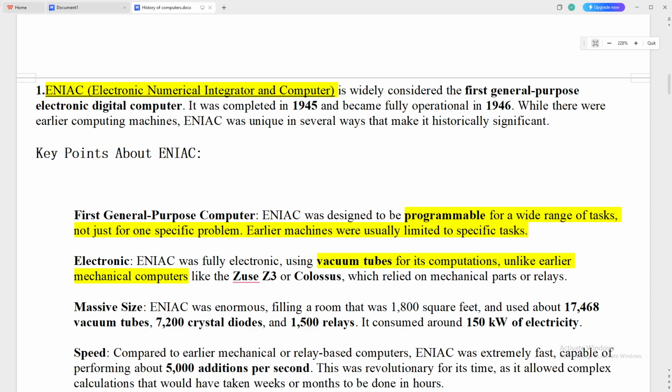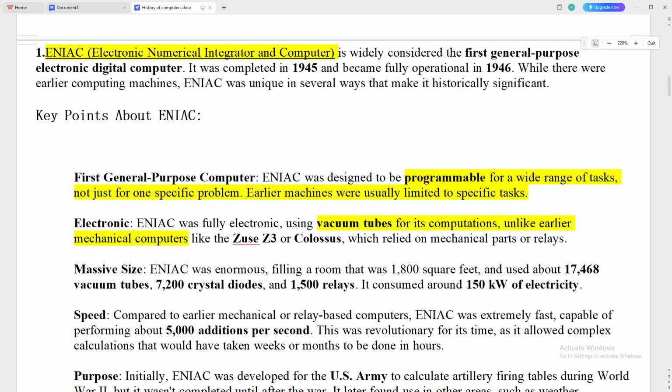So what are the key points? First general purpose computer: ENIAC was designed to be programmable for a wide range of tasks, not just for a specific problem. Other machines were usually limited to specific tasks. At that time earlier machines were not general purpose. For example, if we made a machine for calculation, it would do calculation only.